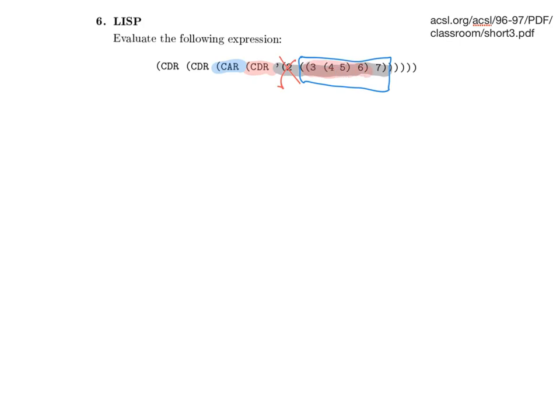Let's write it down here for clarity. 3, (4, 5), which key to remember is going to be, once again, another element in the list, and then 6. So there's 3 elements in this list. The 3, the (4, 5), which is contained by parentheses, and so is one element, and then the 6 right here. Now, the next operation we're going to do is another CDR.